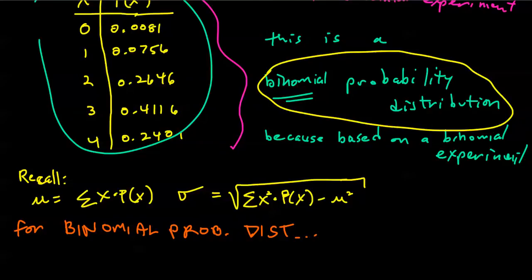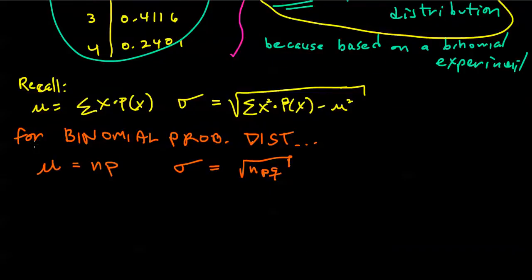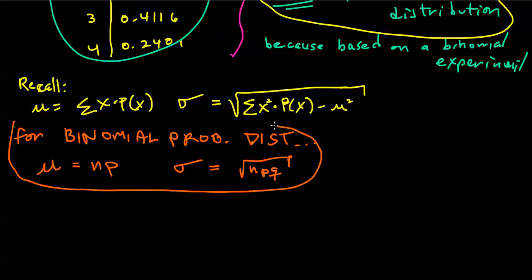The mean can be very simplified by this formula, mu equals np, which is much simpler than summation x times p of x in the general case, and sigma equals the square root of npq. So these are certainly much easier formulas to memorize and deal with. The trouble is students sometimes try to use them when they shouldn't be used. Again, this is for the binomial probability distribution case only.